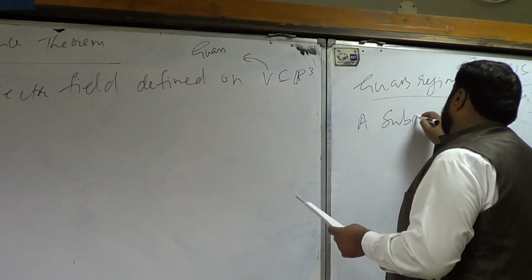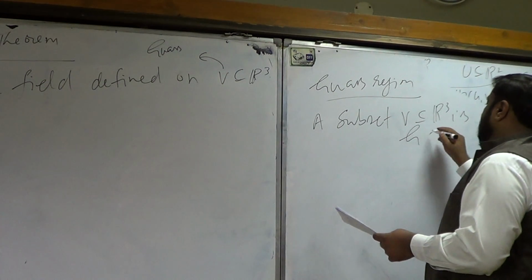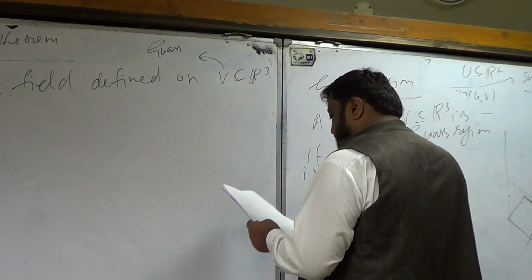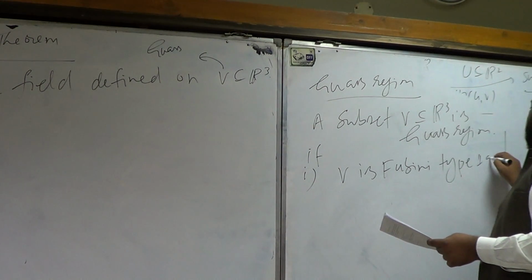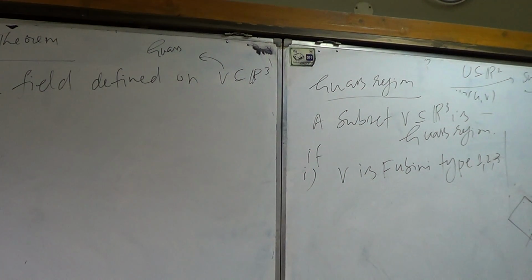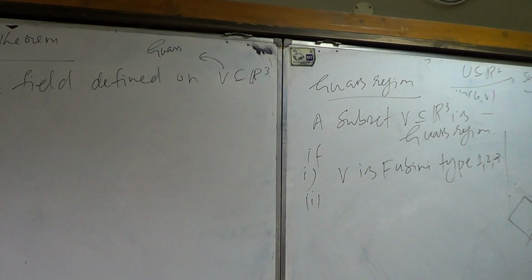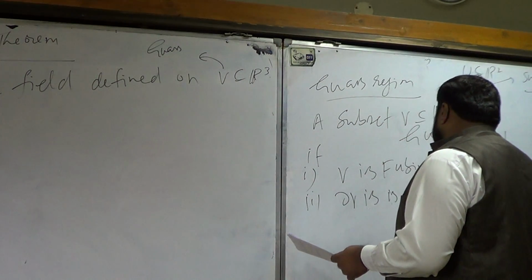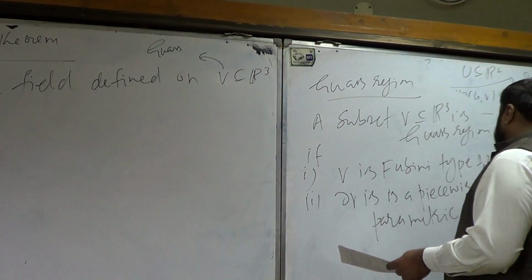Okay, so I'm going to say a subset V that is a subset of R3 is a Gauss region if V is Fubini type 1, 2 and 3, so it should be both or all three. I'm not getting into what we mean by Fubini type 1. By Fubini type 1 you mean that you have a volume whose top and bottom are surfaces, parametric surfaces. And the second is that the boundary of V is a piecewise parametric surface.